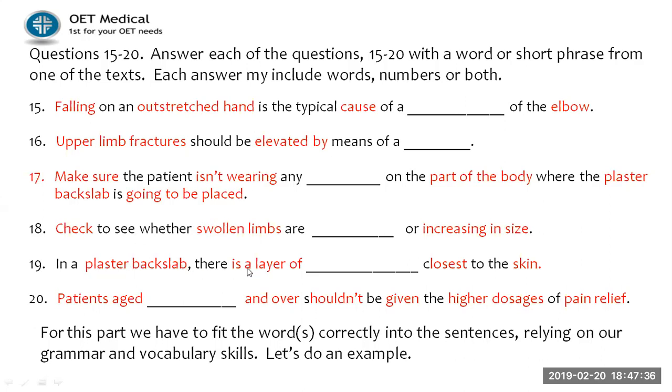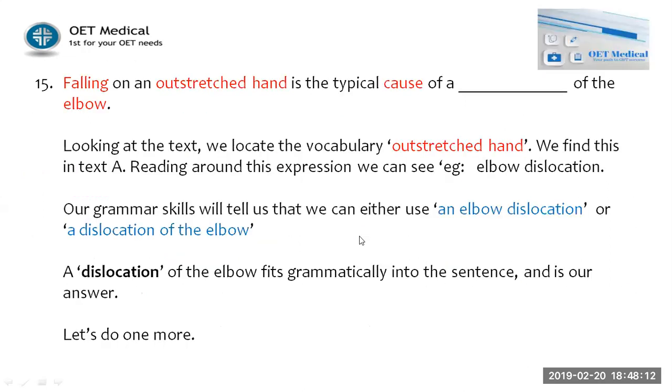Okay, so this one, there is a layer of something. A layer of something, this is going to be a noun. And patients aged, this is going to have a number in it. It might not just be a number. It could be, for example, people under or over. Yeah? Or people aged over 40, over 20. So make sure you read it carefully and don't just put in a number, because it may not be only a number. Okay, let's go and look at some examples now.